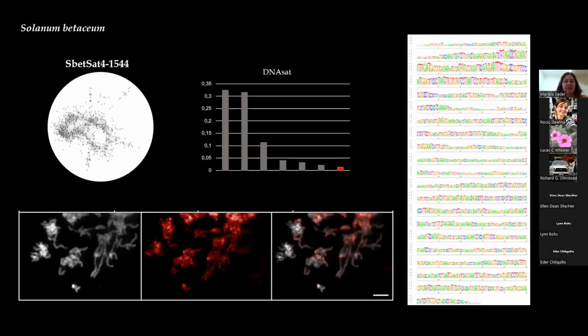And for the next 3 satellites, we didn't obtain signals in the FISH experiments. So the next one that we prepared the probes for was satellite 4. It's a satellite with 1,500 base pair, and shows a dispersed pattern in the genome as well.